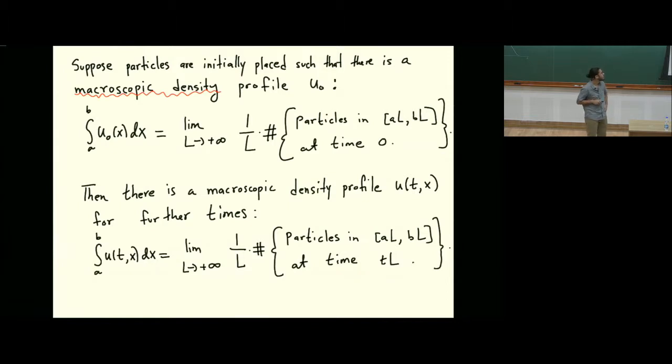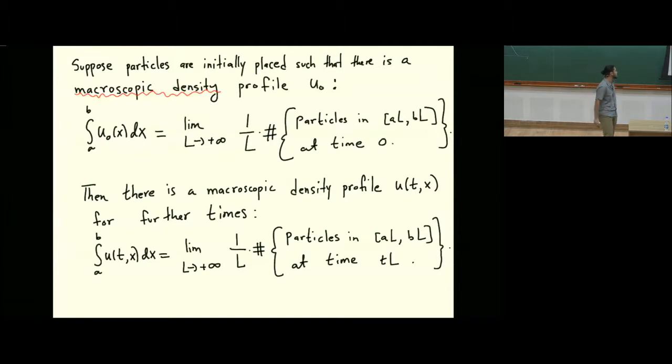at time 0, and you look at the number of particles in that interval, and you divide by L, so you look at some kind of density, and you take a limit as L goes to infinity, so this limit should exist for every choice of interval AB, and moreover, this should be represented as the integral from A to B of some density, u0. Okay? So that's going to be your initial data for Burgers equation. So you have to make sure this happens.